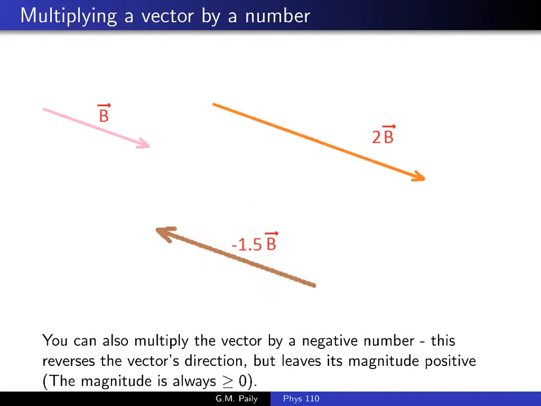However, remember that the magnitude of a vector is always positive. So if I were to take the magnitude of this new vector, it would still be positive. But direction-wise, we can see that this is in the opposite direction to the original vector, and that is related to the minus sign.